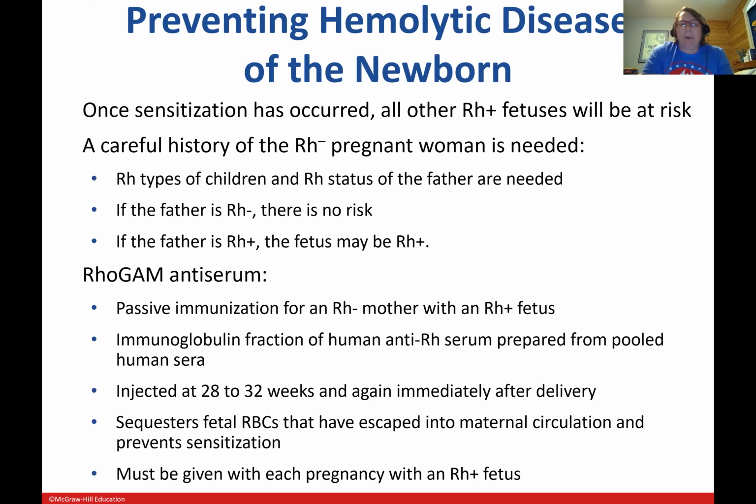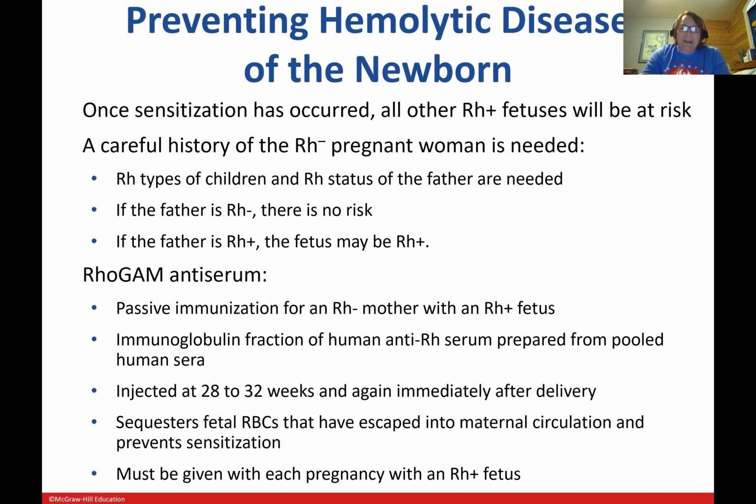So there is something called ROGAM, and it is essentially an anti-serum. What it does is it stops the mom's immune system from responding to the baby's blood cells. It is a passive immunization for an Rh negative mom with an Rh positive fetus. Basically, that immunoglobulin fraction, like other anti-sera, is produced from pooled human serum. Generally speaking, it's injected at between 28 and 32 weeks of pregnancy, so about 2/3 of the way through, and again, immediately after delivery.